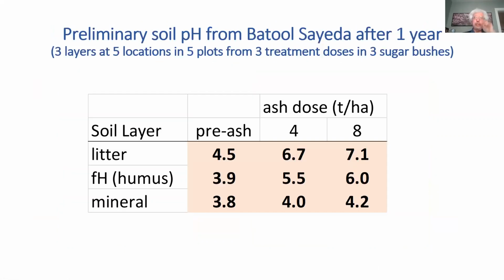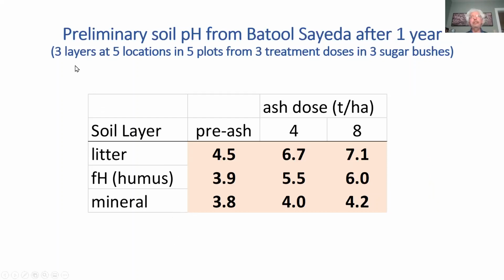I'm going to share 2 sets of data with you. And here is the first. It's pH data from 3 layers of the soil, averaged across the 3 sugar bushes. So there's a lot of averaging here. So we sampled the litter layer, that sort of partially decomposed layer of litter, called humus just below it, and then the mineral layer of the soil.